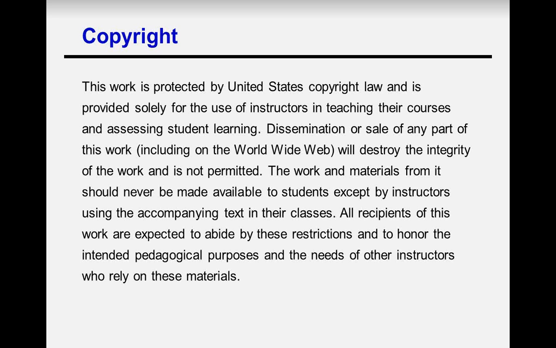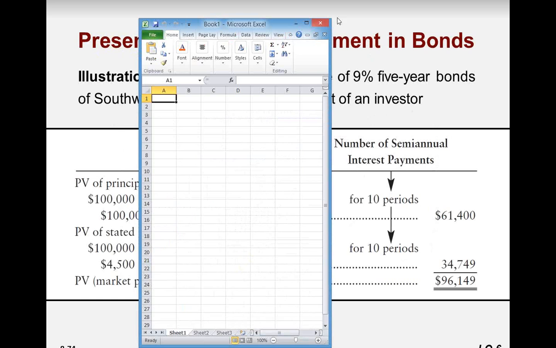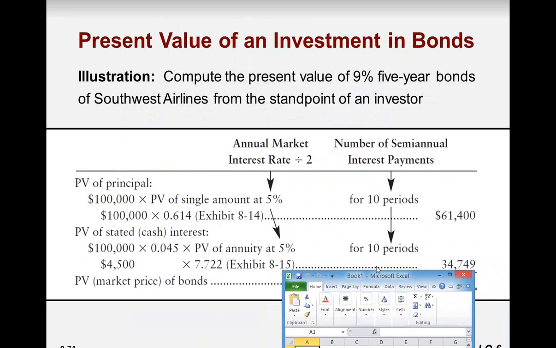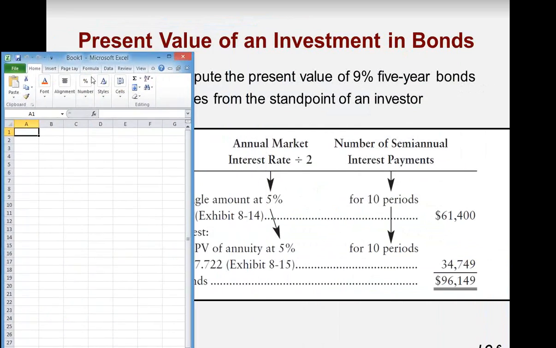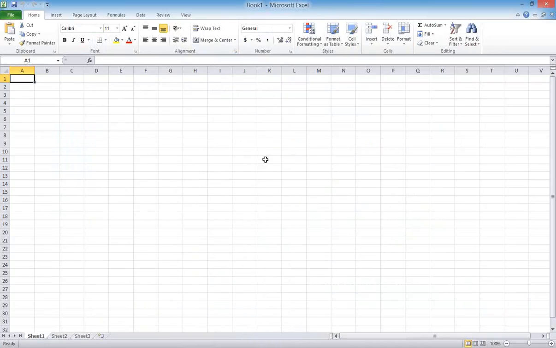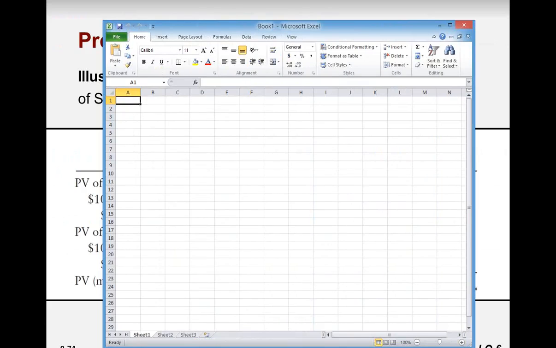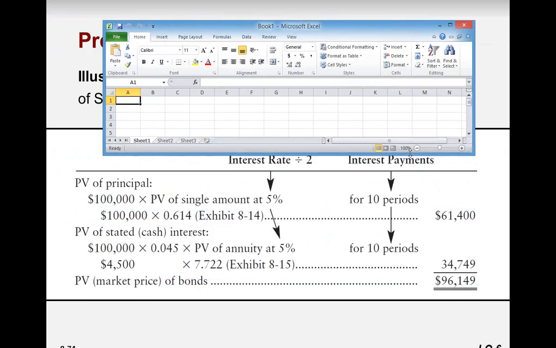Okay, let me back up here a minute. What if I wanted to do this same entry in Excel? And the book does show you Excel, and a lot of your homework you have to use Excel. So let me pop up Excel just to demonstrate this.